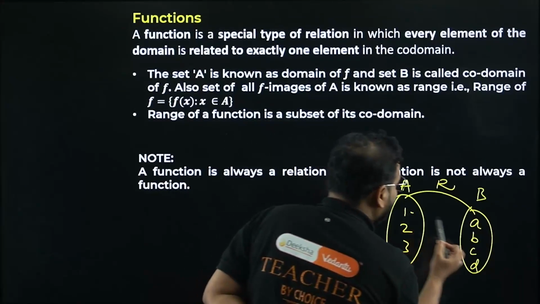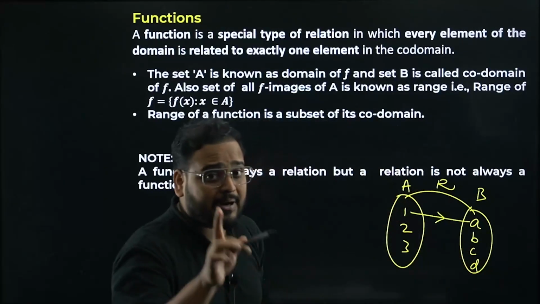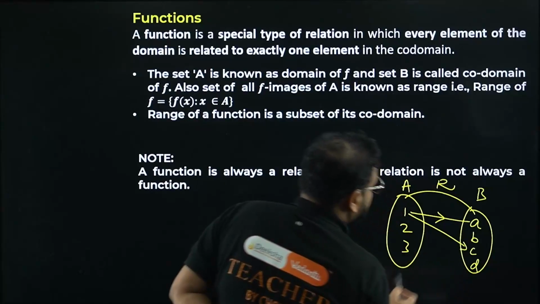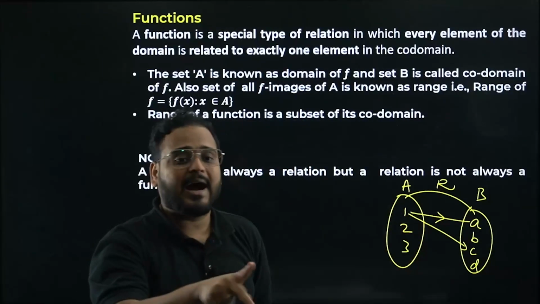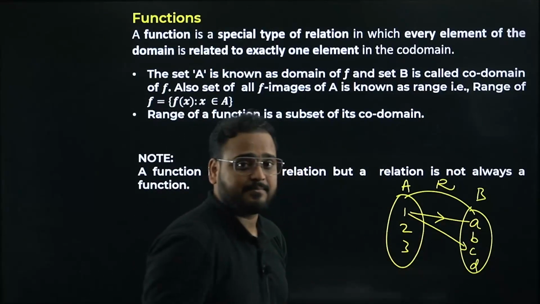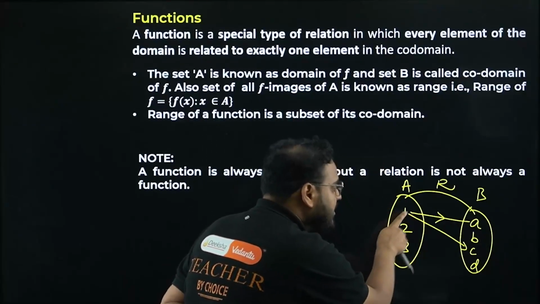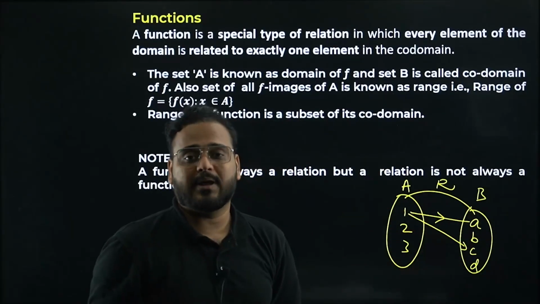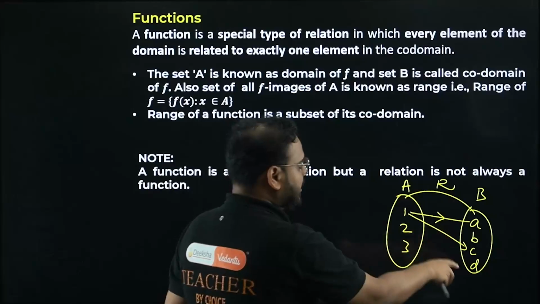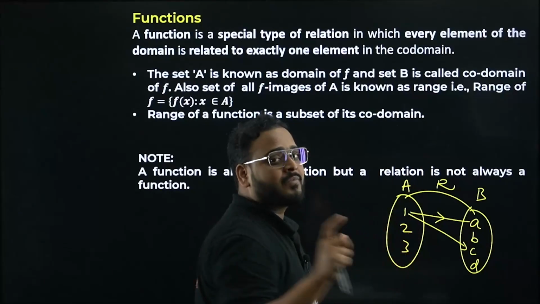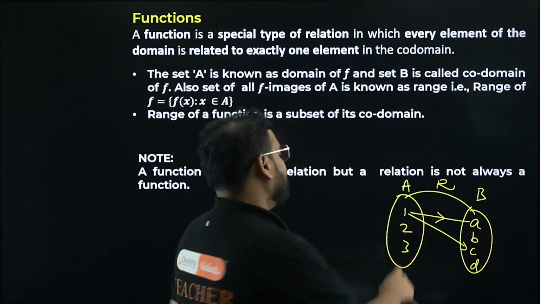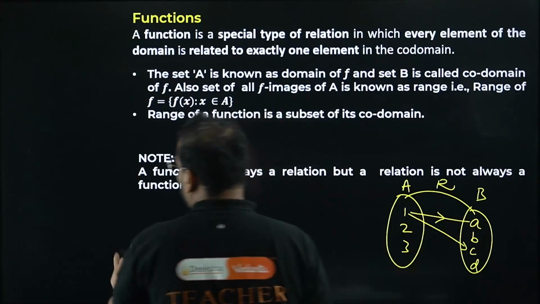Means I can have mappings like this, but I cannot have mappings like this. Means the number A1 cannot be identified with two numbers A and C. You cannot have the same number giving you two values in the codomain. You can't have two mappings like this, because for every number over here you have a unique mapping to an element in the codomain.